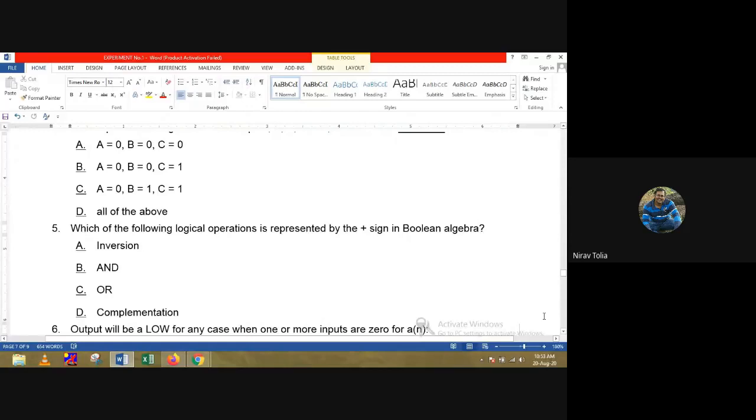Which of the following logical operations is represented by a plus sign in Boolean algebra? Keyur, Nisita, Parthiv, Dirga give the right answer, which is C, the OR operation. For inversion, we use a bar sign. For the AND operation, we use the symbol of multiplication, or you can say a dot.